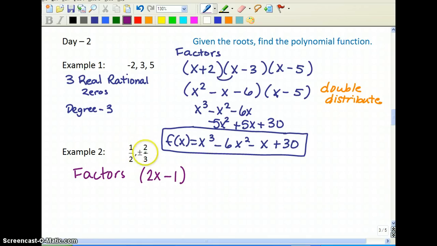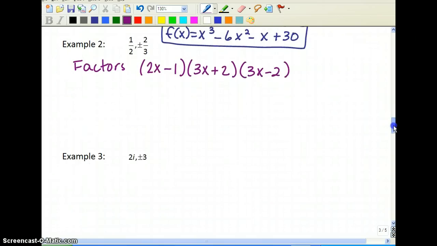Now, this is plus or minus 2/3, so you need both of them. 3x plus 2 and 3x minus 2. So again, 3 zeros, they're real rational ones, so you should have 3 factors. Now I need to FOIL these together, and you can do it in any order you want to. Well, I notice that these two are no middle, so I'm going to FOIL those together first.